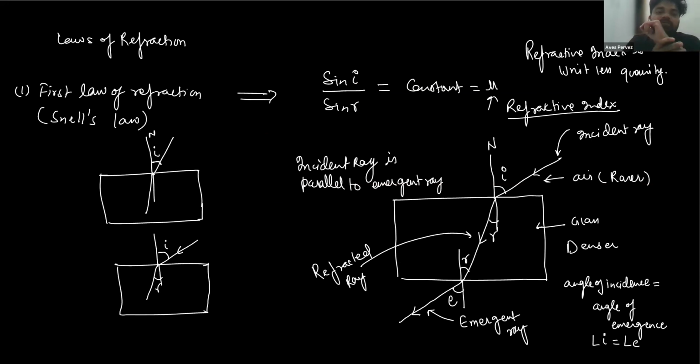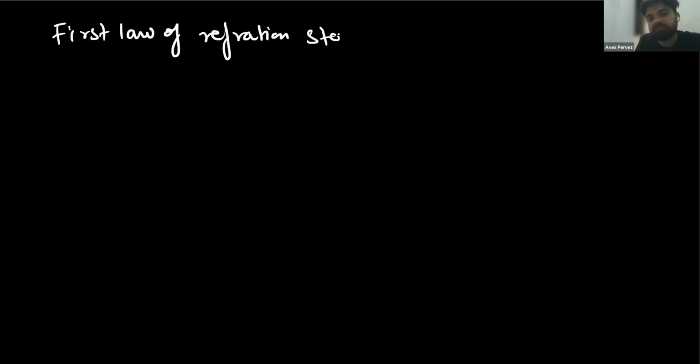Okay. Now let's move to the law of refraction. As we have studied the law of reflection, similar are the laws of refraction. So the first law of refraction says that the incident ray, the refracted ray, and the normal lie on the same plane. The first law of refraction states that, let's suppose a light is traveling from one medium to another medium.